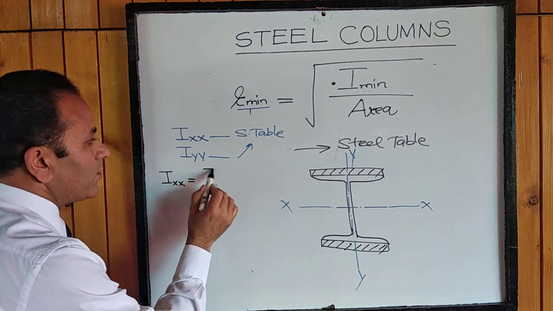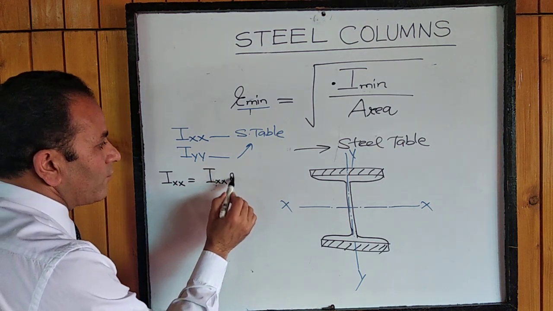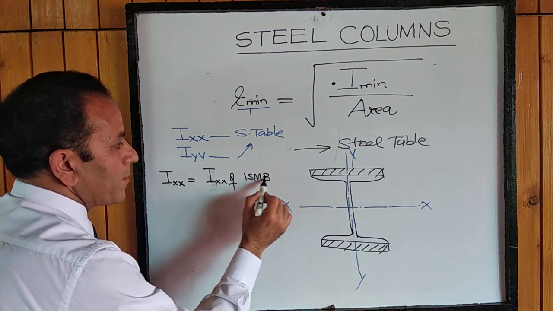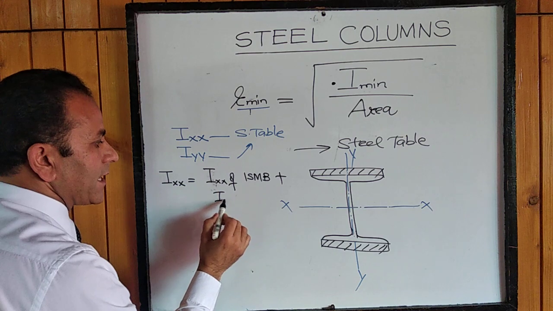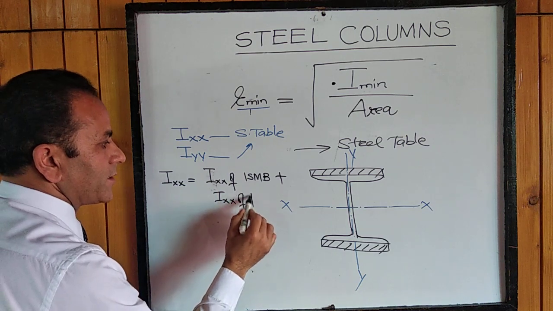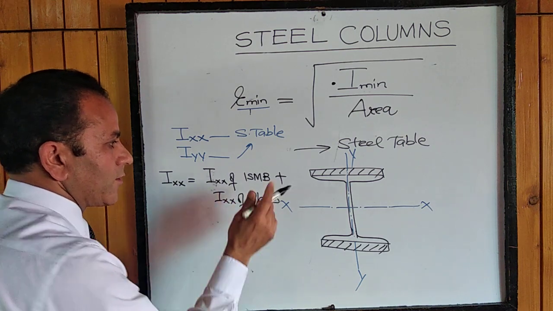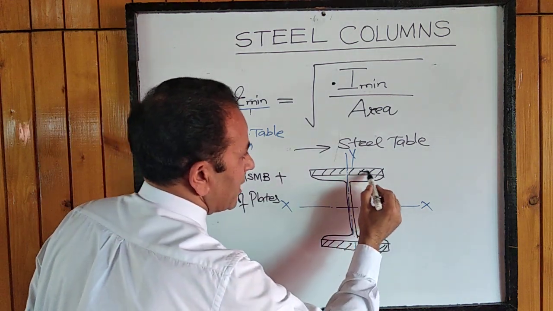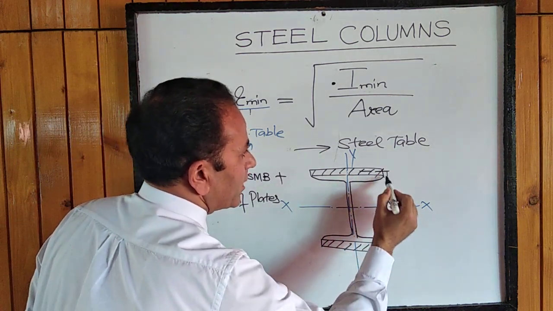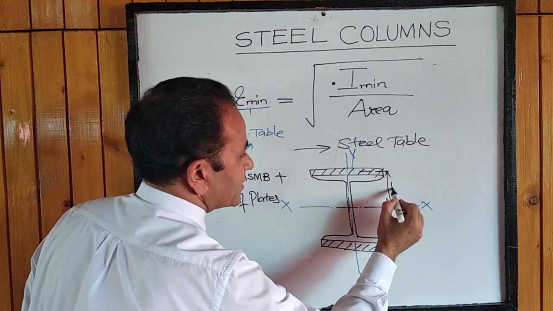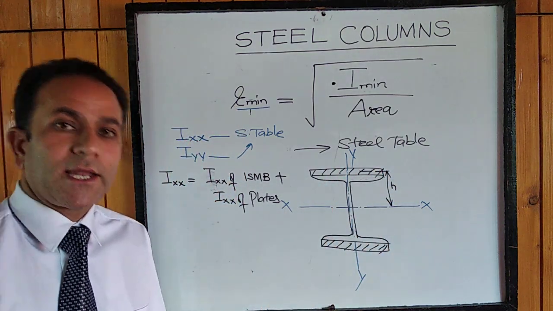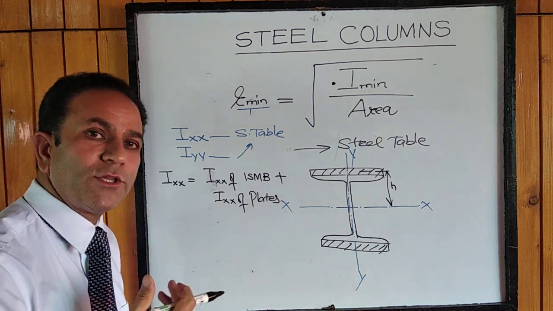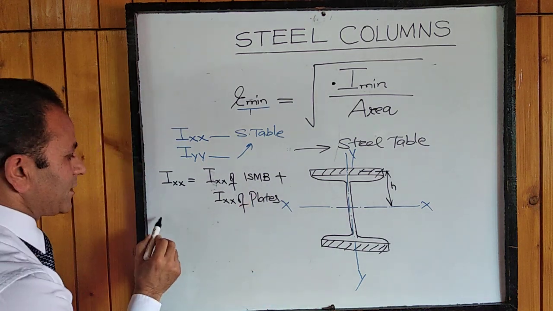This will be equal to IXX of this ISMB, ISHB, whatever it is, plus IXX of the plates. Now we'll have to see whether the parallel axis theorem will be applicable. Plates will have their own axis here. It will be transferred to this. There will be a distance h. So we'll have to apply the parallel axis theorem in case of the x-axis. This will become IXX for the entire member or the built-up section.